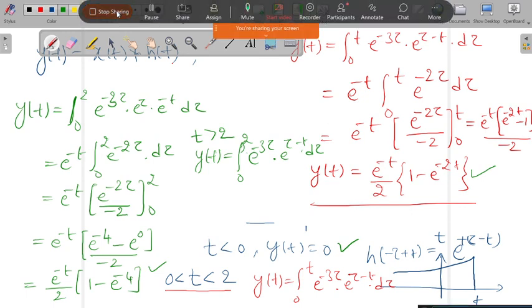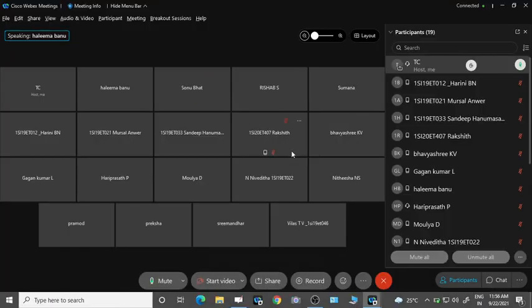Yes, sir. Rakshit, understood? Sonu Bhatt, yes, sir. Understood, sir. Rishabh, yes, sir. Pramod, yes, sir. Got it, sir.